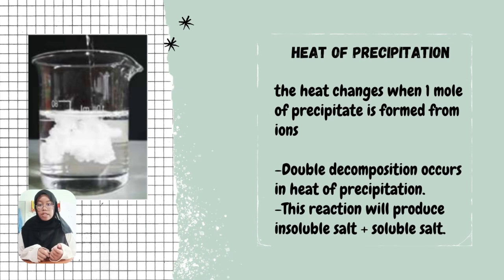The first one we're going to talk about is heat of precipitation. So what is the meaning of heat of precipitation? The meaning is the heat change when 1 mole of precipitate is formed from ions. Double decomposition occurs in heat of precipitation. This reaction will produce insoluble salt and soluble salt.